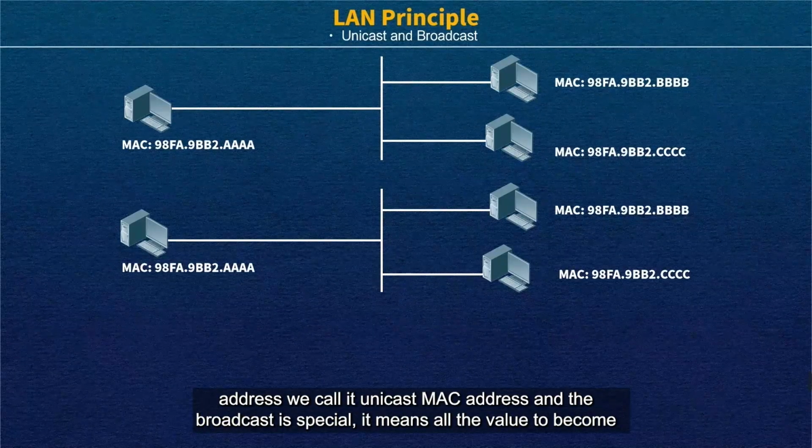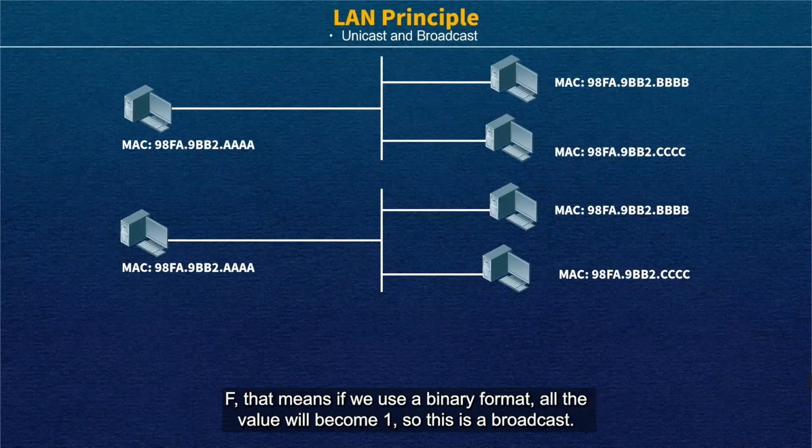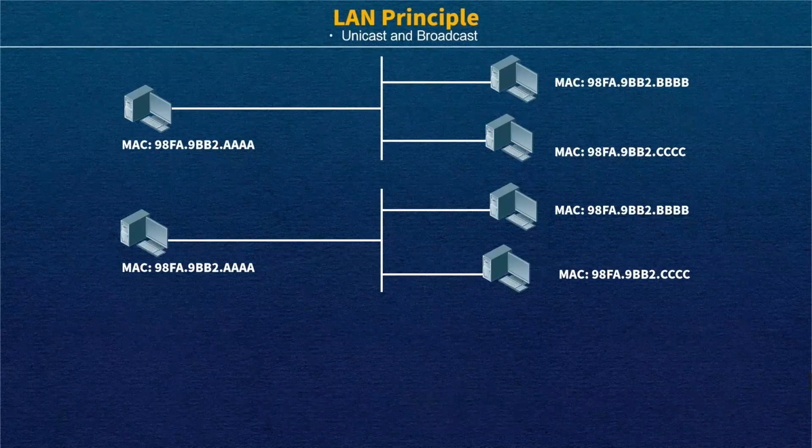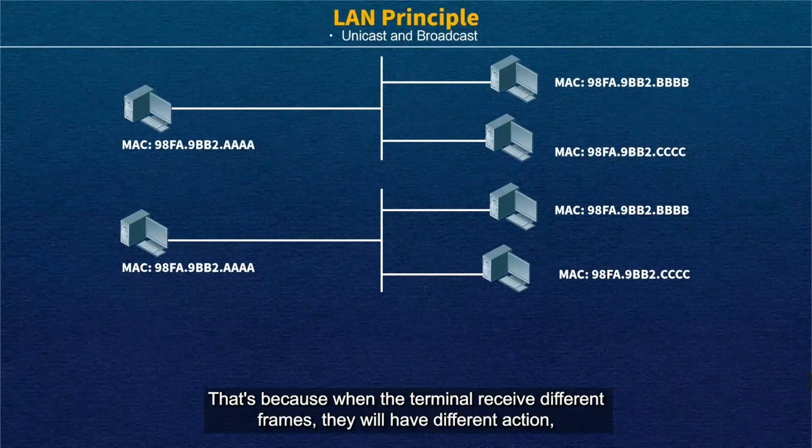And the broadcast is special, meaning all the values become F. That means if we use a binary format, all the values will become 1. So this is a broadcast. Why do we have to distinguish the unicast or the broadcast message? That's because when the terminal receives different frames, it will have different actions.